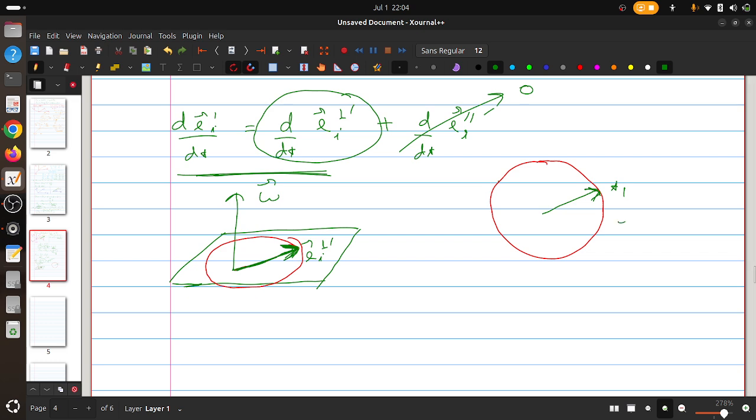So let's denote this thing as EI perpendicular prime at t1, right? And then it rotates like this, and the vector goes here. So this vector is EI perpendicular prime at t2. So what we want is the derivative. So what is the derivative? d by dt. So this is I. This would be EI perpendicular prime at t2 minus EI perpendicular prime at t1, divided by delta t.